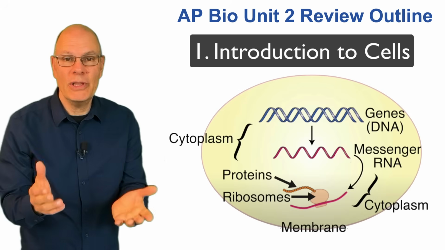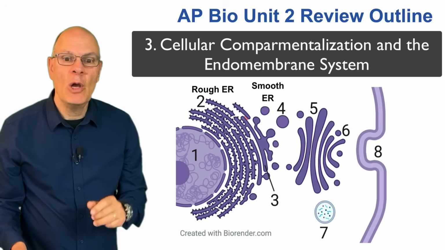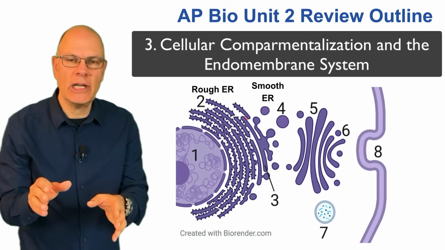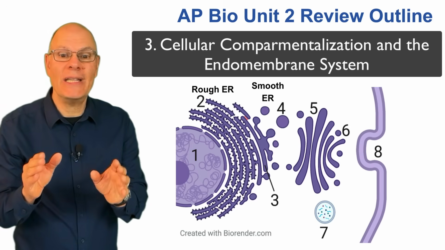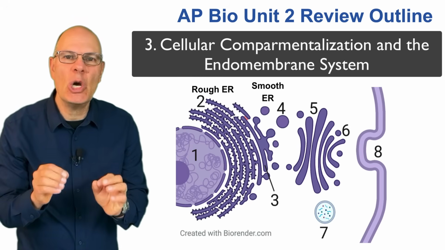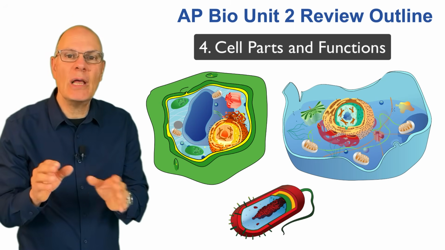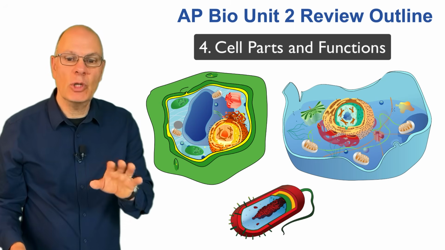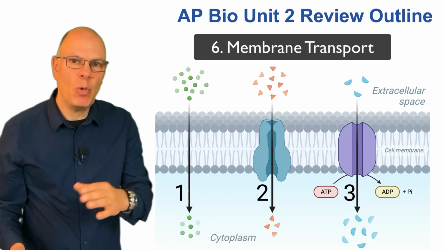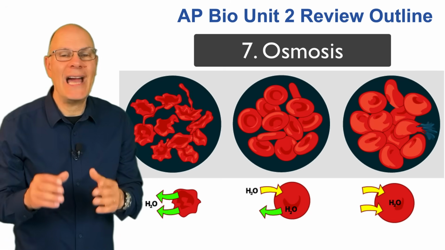We're going to start with an introduction to cells, then we'll look at why cells are small. We'll follow that by looking at how cells are internally organized. That's about cell compartmentalization and a system of organelles that are organized into an endomembrane system. After we do that, we'll be able to walk through cell parts and functions. Then we'll look at membranes, how membranes are made up, how membranes transport things from one side to the other, and finally, we'll look at osmosis.